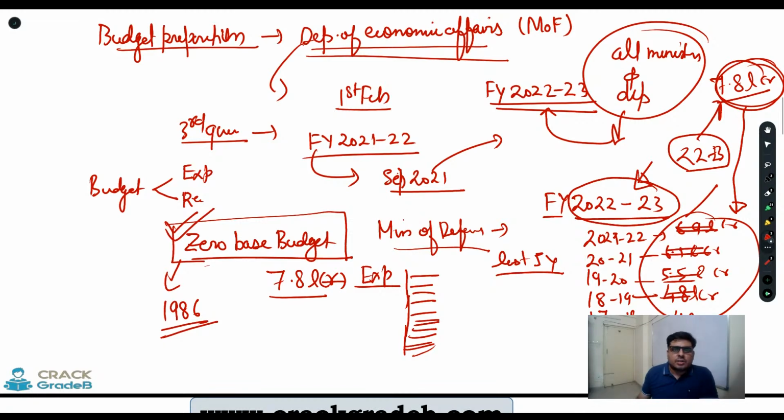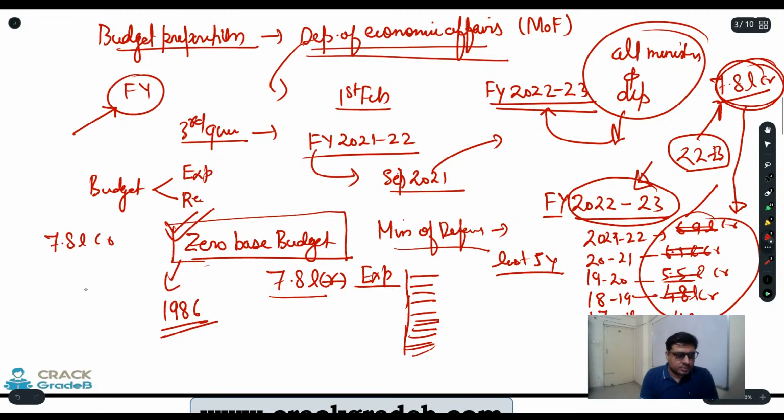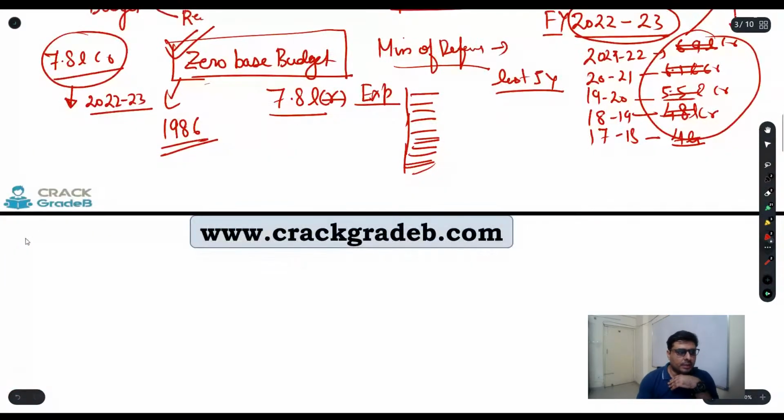No, no, no. March rush means what? March rush means the financial year is going to close, right? Suppose your ministry was allocated 7.8 lakh crores. Okay, so the defense ministry was allocated 7.8 lakh crores. Fine. So this money is going to be spent by the Ministry of Defense in the financial year 2022-2023.